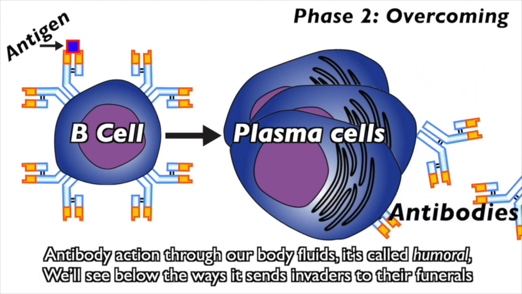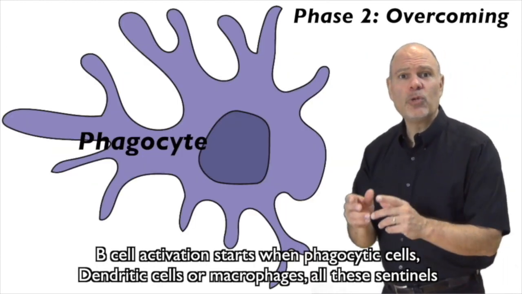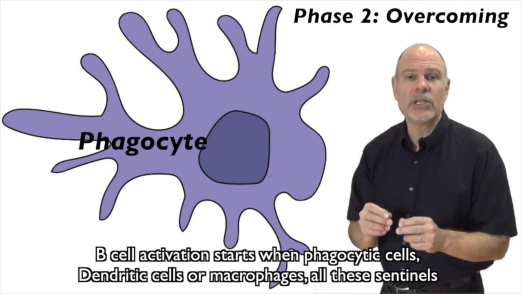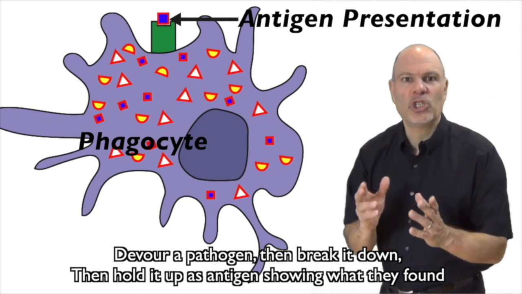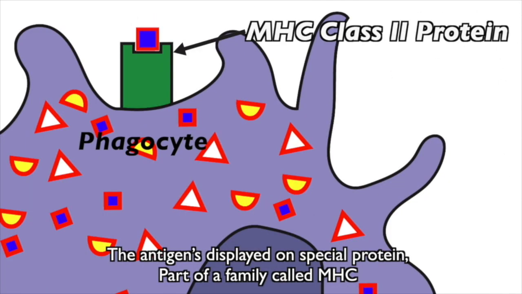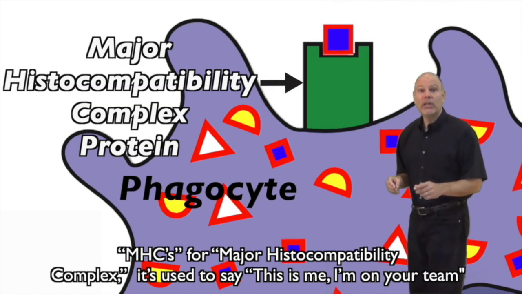We'll see below the ways it sends invaders to their funerals. B cell activation starts with phagocytic cells, dendritic cells, and macrophages, all these sentinels. Devour a pathogen, then break it down, then hold it up as antigen, show them what they found. The antigen's displayed on a special protein, part of a family called MHC. MHC is for major histocompatibility complex.